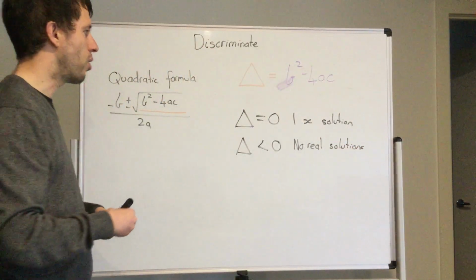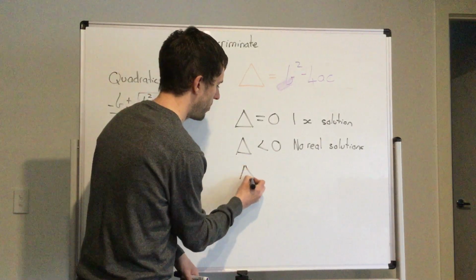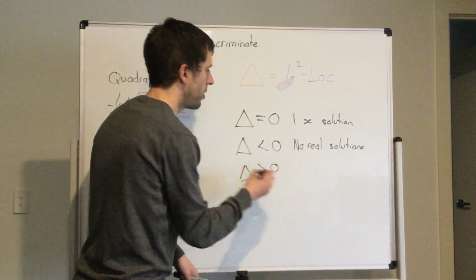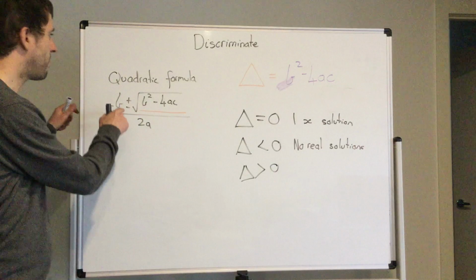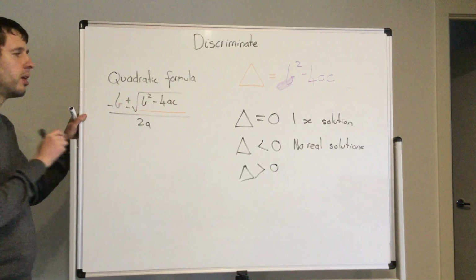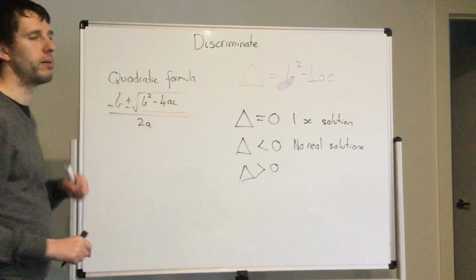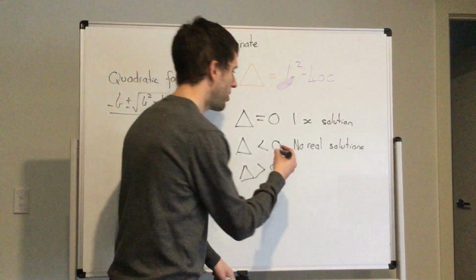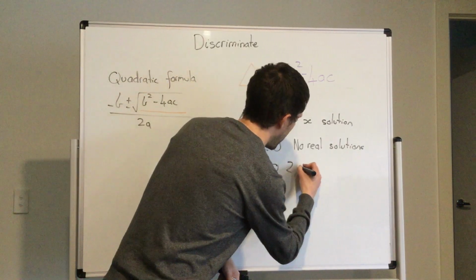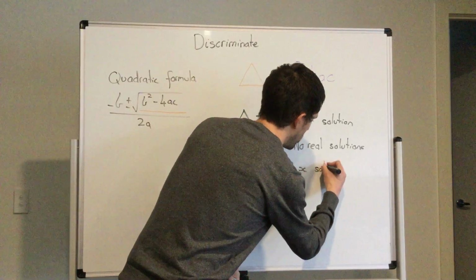And the last thing that we are looking at is when our discriminant is greater than 0. And that is because we've got a plus and a minus here. So we'll be plussing this answer and minusing this answer. So straight away I know that there are 2 x solutions.